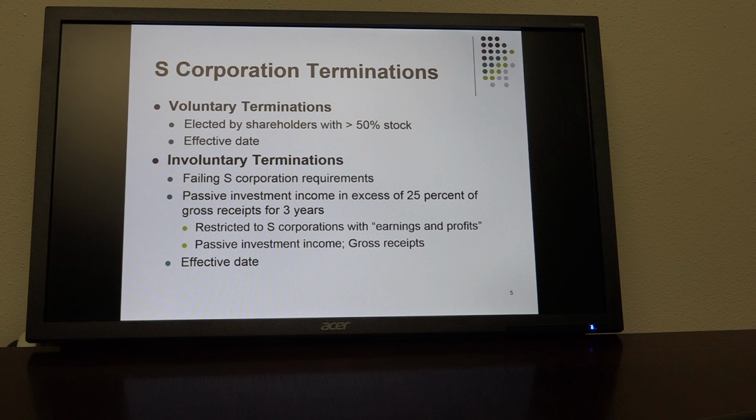All right, so we just talked about how you become an S Corp. How do you terminate that S Corp status? Well, you can certainly do it voluntarily. If you make a voluntary election to cease being an S Corp, you don't have to get all 100% of shareholders to agree to it. You only have to have shareholders who hold greater than 50% of the stock. So it could be 51% of shareholders agreeing to terminate S Corp status.